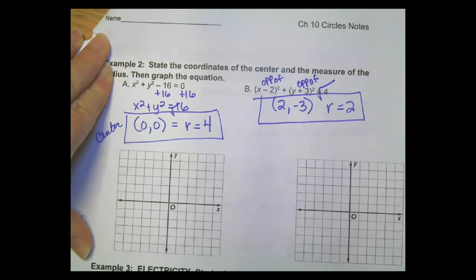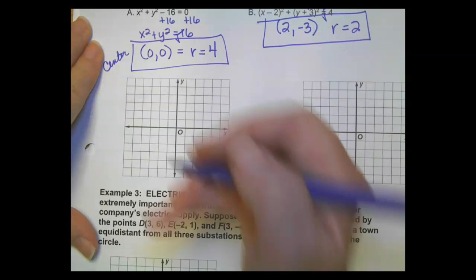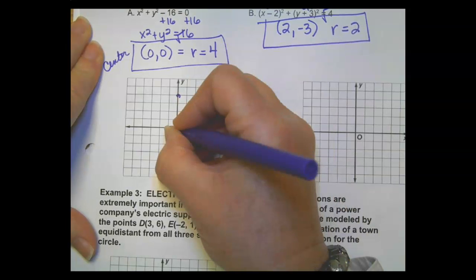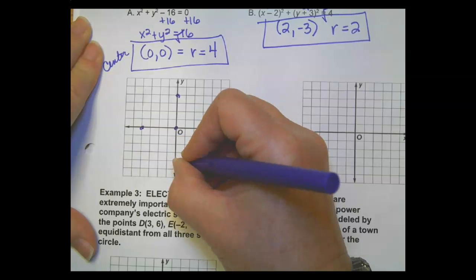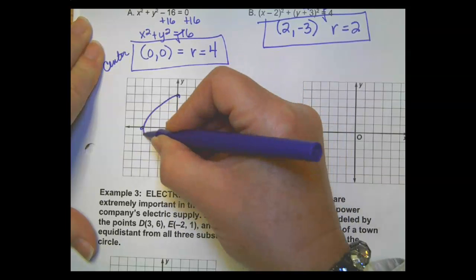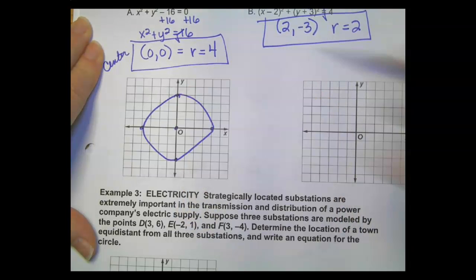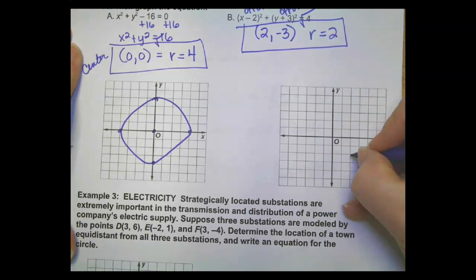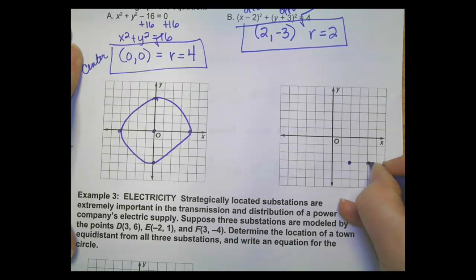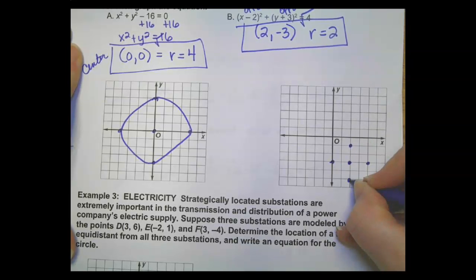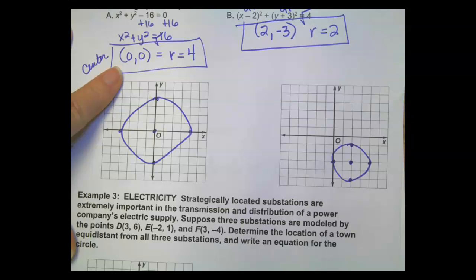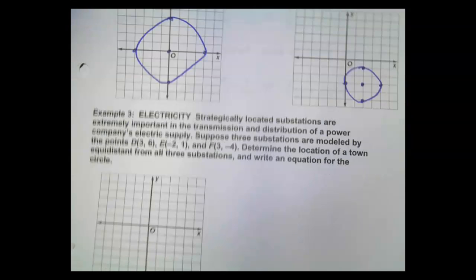Oh, I guess I should have graphed it. Let's graph. So my center, my radius, 1, 2, 3, 4, in each direction. Okay, a terrible circle. It looks like an ice cube. All right, same thing on this one. So go 2, and negative 3. My radius is 2. Come on, Kathy, make a decent circle. Yikes. All right, let's try this one.